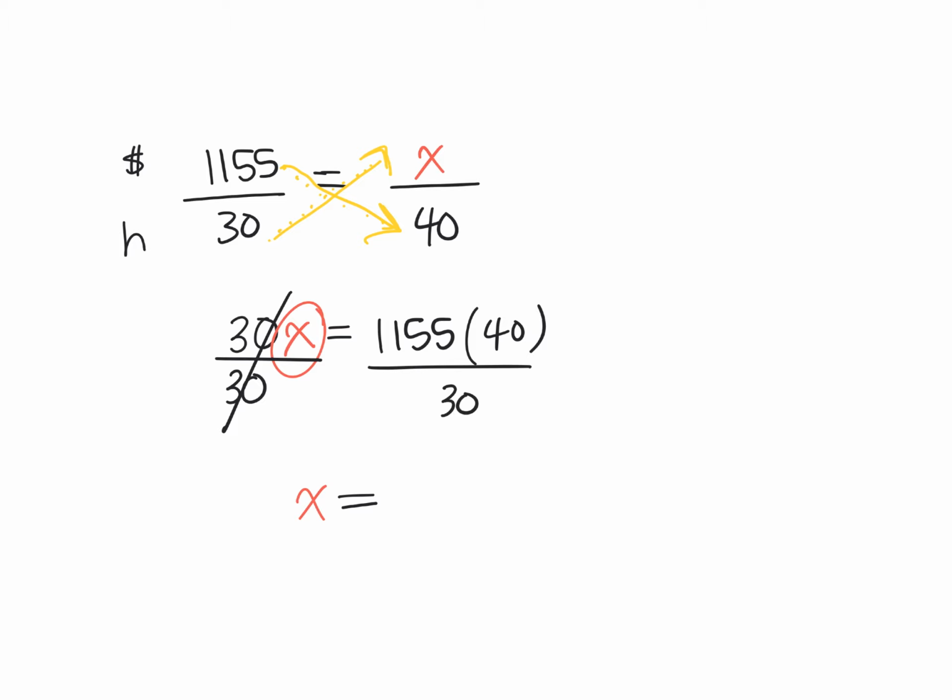Yes, but I skipped a step. I didn't multiply this yet, right? BEDMAS. What is 1,155 times 40? 46,200. Okay, and then I'm going to divide that by 30. What are we left with?